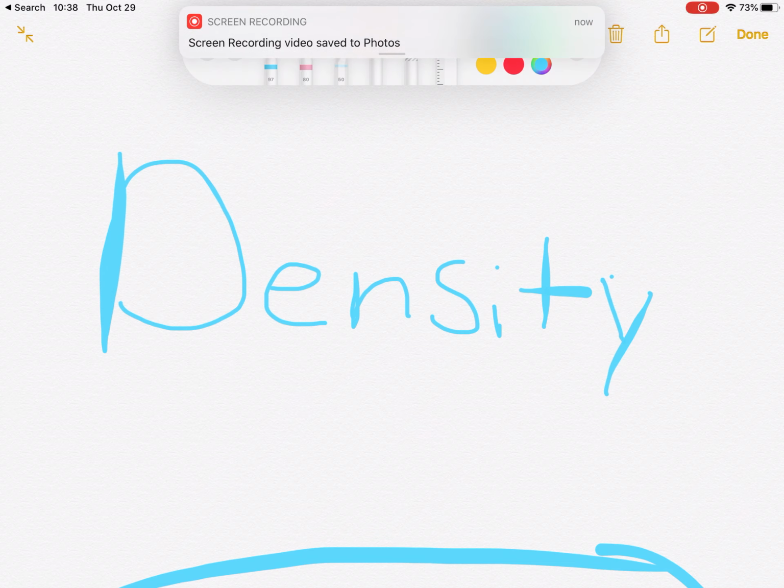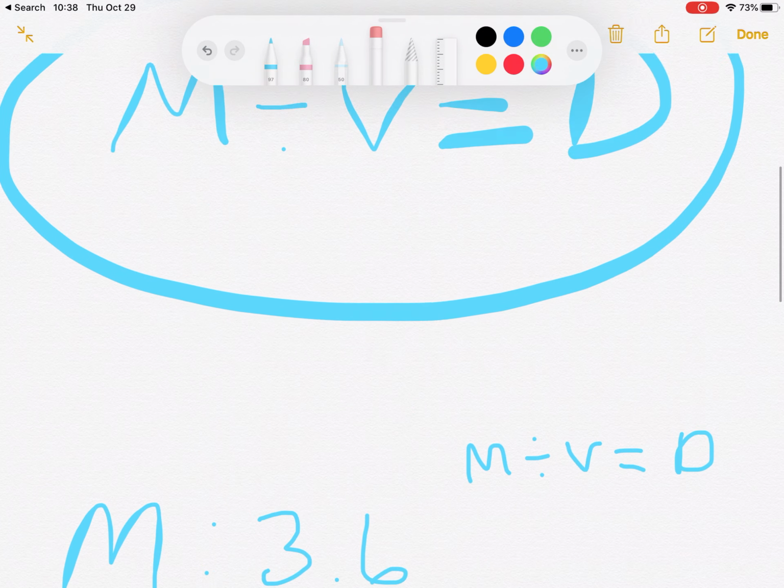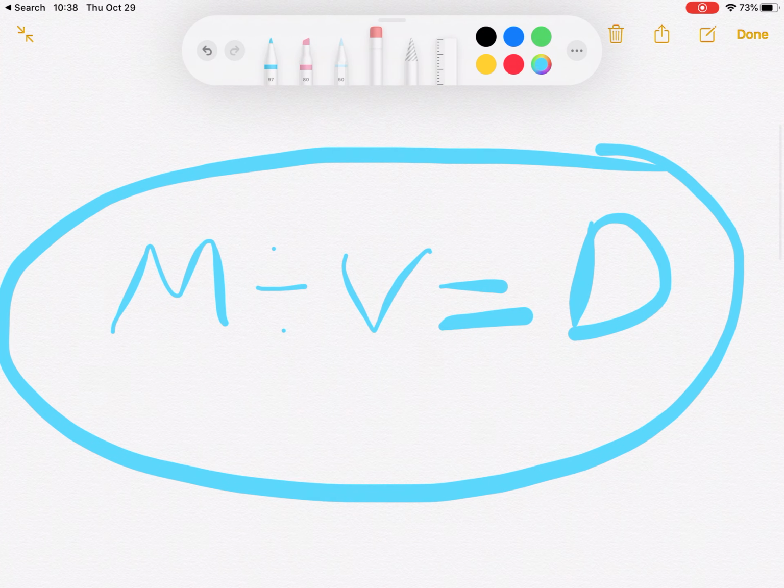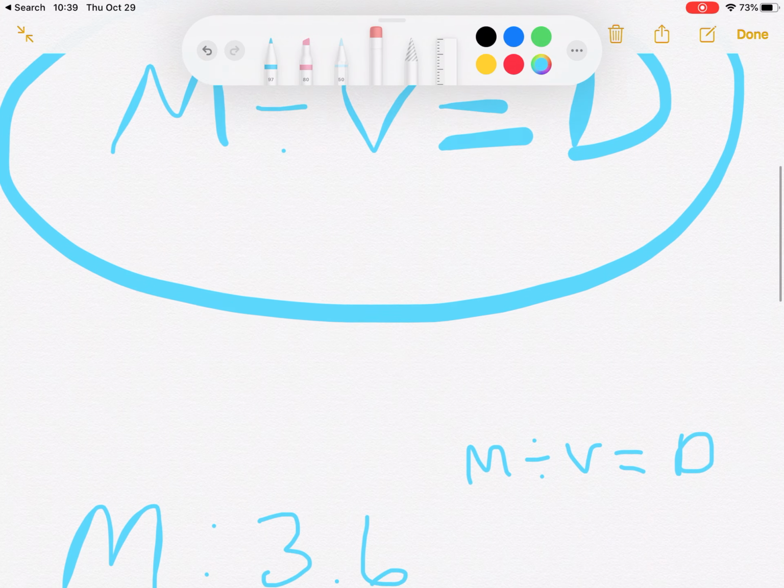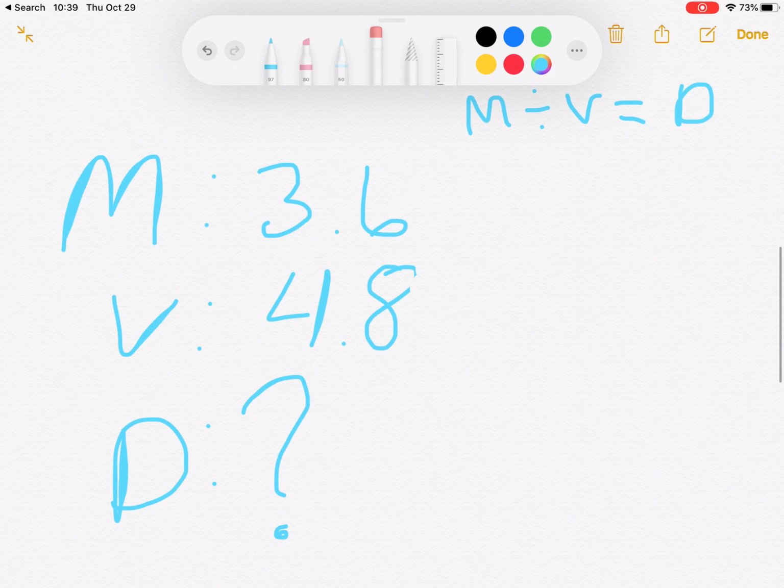And today I'll be teaching you how to calculate density. So the first thing that you need to know about density is mass divided by volume equals density. It'll always stay the same and it'll always be like that. So there will be a problem given on your page, and you want to go ahead and write down this mass divided by volume equals density so you don't forget.